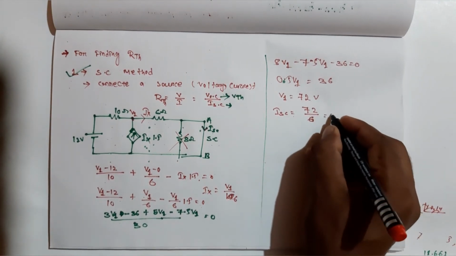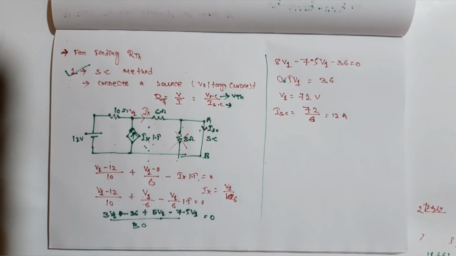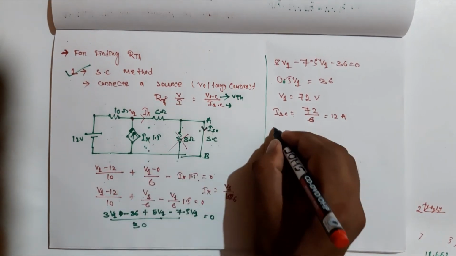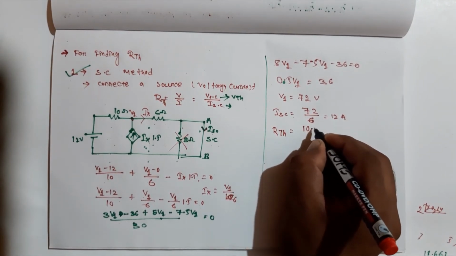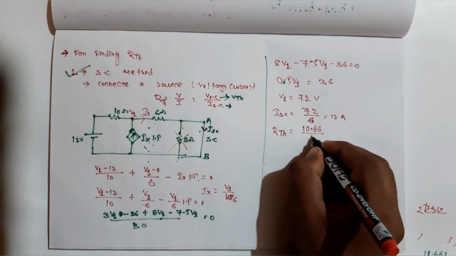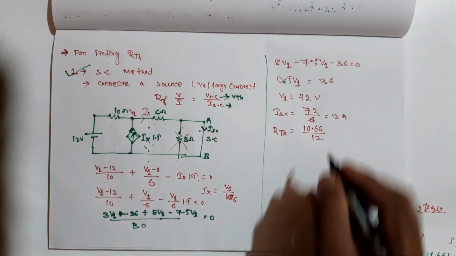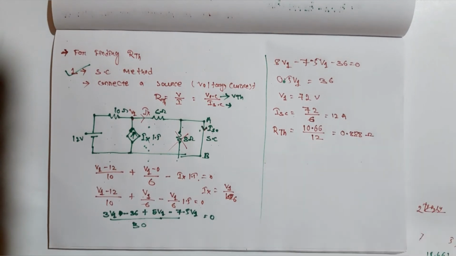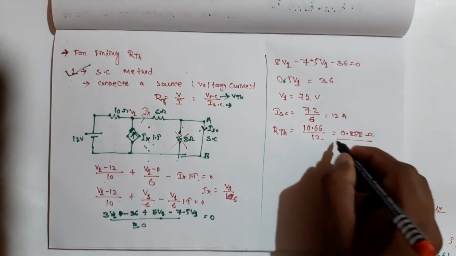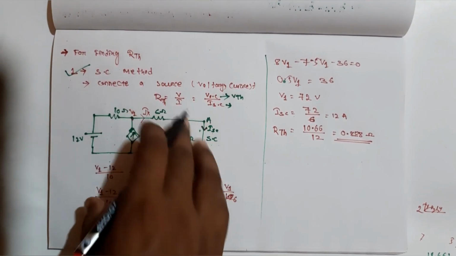This is 12 ampere. We need to find this RTH, so that we know previously RTH equal to 10.66 divided by 12. This is equal to 0.88 ohm. This is our Thevenin's resistance. This is the first method, where we short circuit the load terminal.